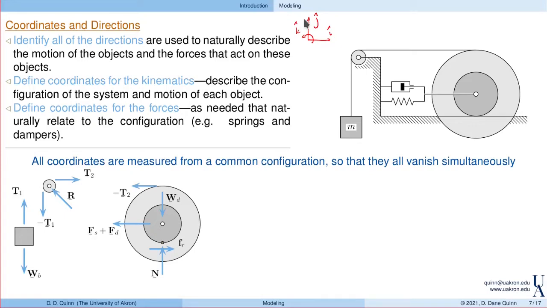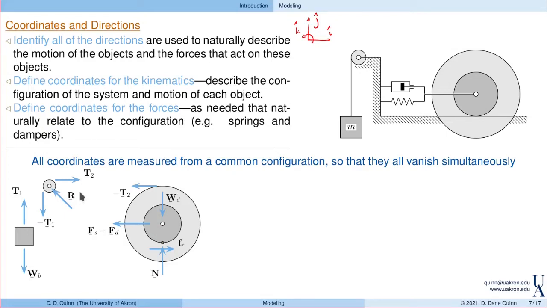And for this problem, quite honestly, these are all the directions that I'll need, right? There's no inclined plane, there's nothing that's rotating, there's no bars, right? So i, j, k, that's a good set of directions. It naturally describes the motion of the objects as well as all of these forces. In fact, the only force that's not in either the i or the j direction specifically is this reaction force on the pulley. And we can always break that into components in the i and j direction if we need to.